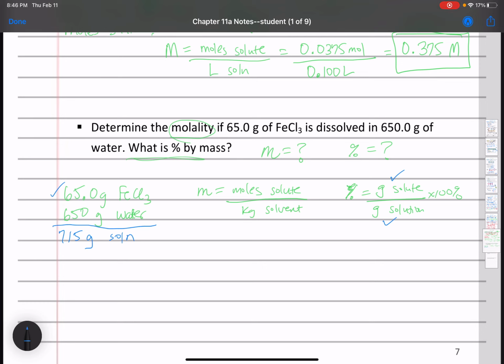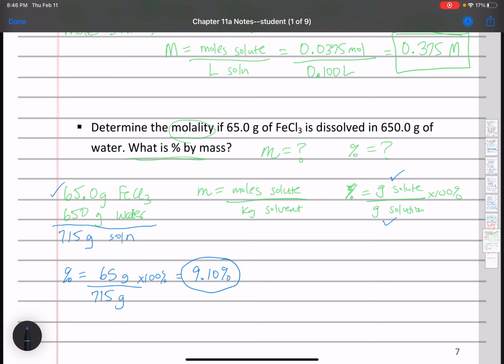So I do have that. So I can go ahead and figure out the percent mass right away. So percent mass is going to be 65 grams, that's my mass of solute, over 715 grams times 100%. So this is a 9.10% solution. Cool beans. Now for molality.